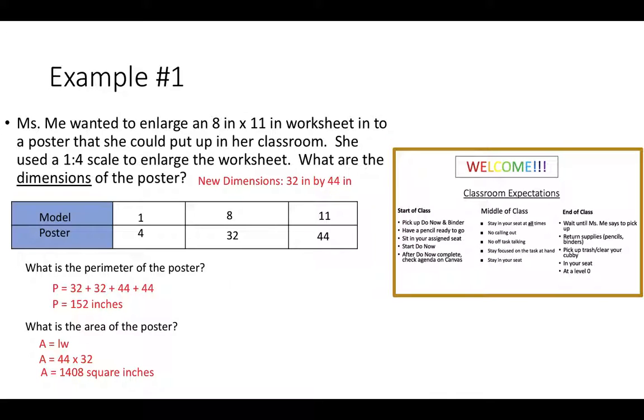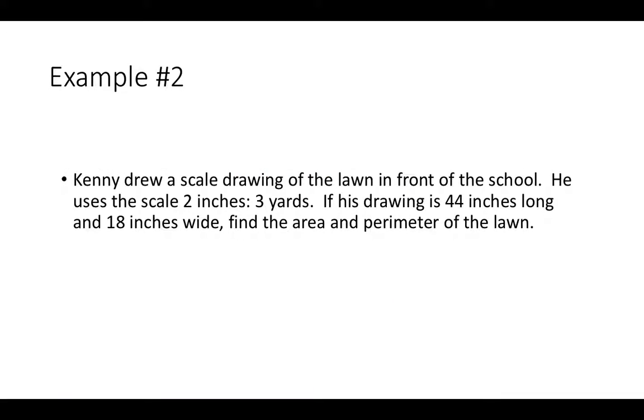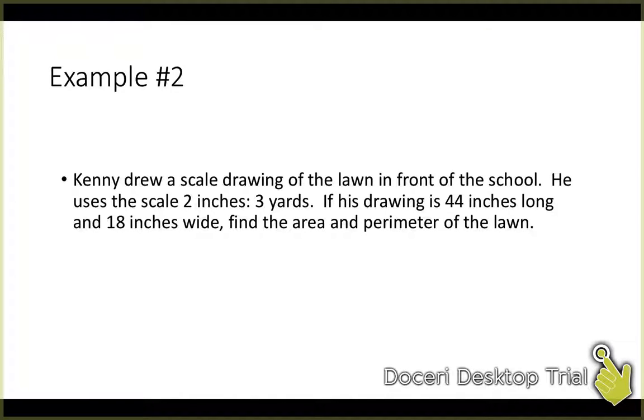So let's try one from scratch. This is your next example. It says, Kenny drew a scale drawing of the lawn in front of the school. He uses a scale of 2 inches to 3 yards. If his drawing is 44 inches long and 18 inches wide, find the area and perimeter of the lawn. So Kenny is drawing out this lawn. This is his drawing. He did a scale, he did the model, and we're trying to find the actual.